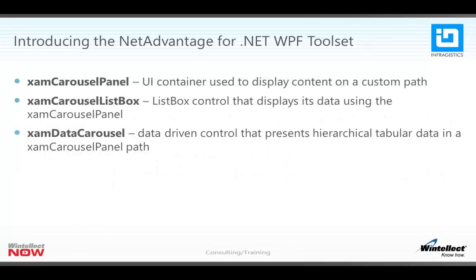The XAML Carousel panel is a UI container similar to a stack panel that displays content on a custom path rather than the usual horizontal or vertical orientation. The XAML Carousel List Box is a list box control which displays its data using the XAML Carousel panel control. The XAML Data Carousel control is a data-driven control used to present hierarchical tabular data within a XAML Carousel panel path.